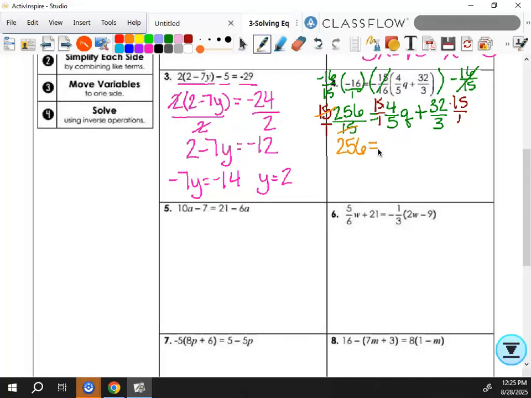Now here, when I do 15, I don't have to do 15 times 4. I can cross cancel. Remember how we looked at that? 5 goes into 5 once, goes into 15 3 times. So that gives me 3 times 4, which is 12. And then here, this is why cross canceling is helpful. 3 and 15, 3 goes into 3 once, goes into 15 5 times. So I do have to do 5 times 32, but that's better than 15 times 32, right? 5 times 30 is 150. 5 times 2 is 10. So that's 160. Okay.